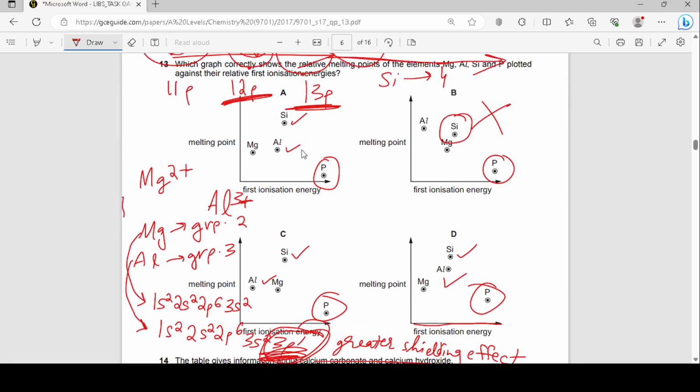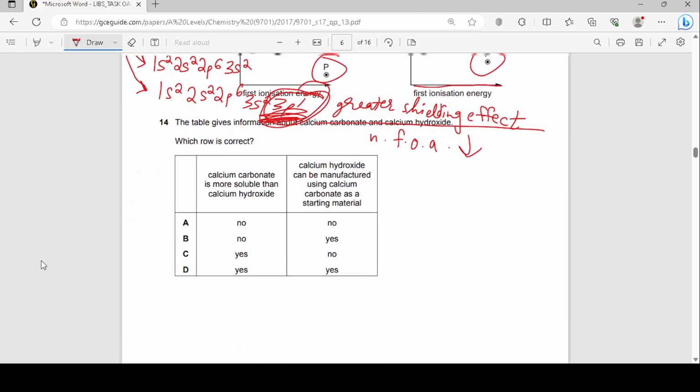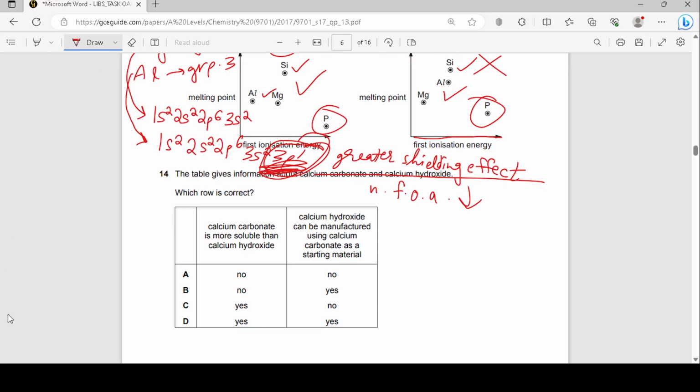Okay, so now let's look at A, because we already canceled out B. If you look at A, C, and D, aluminium is before magnesium in C, but that's not the case in A, and neither is it the case in D, right? So that means that our correct answer must be C, because it matches all that we know about melting points and first ionization energies. Okay, so yeah, next question.